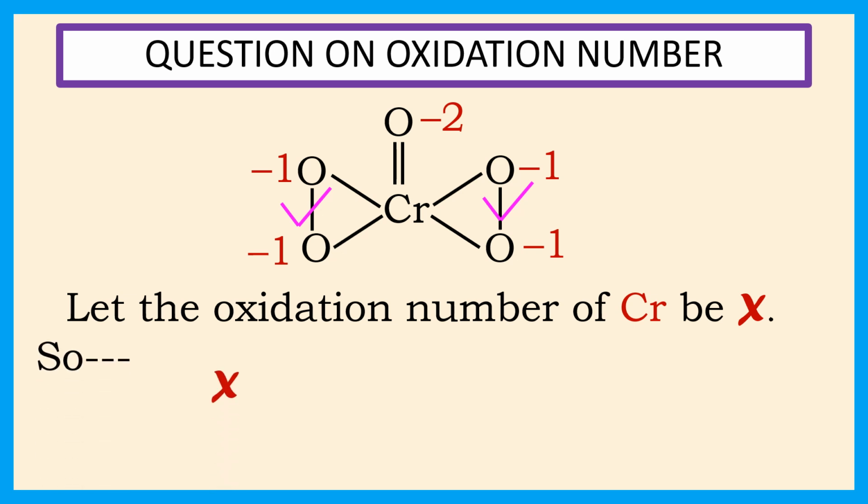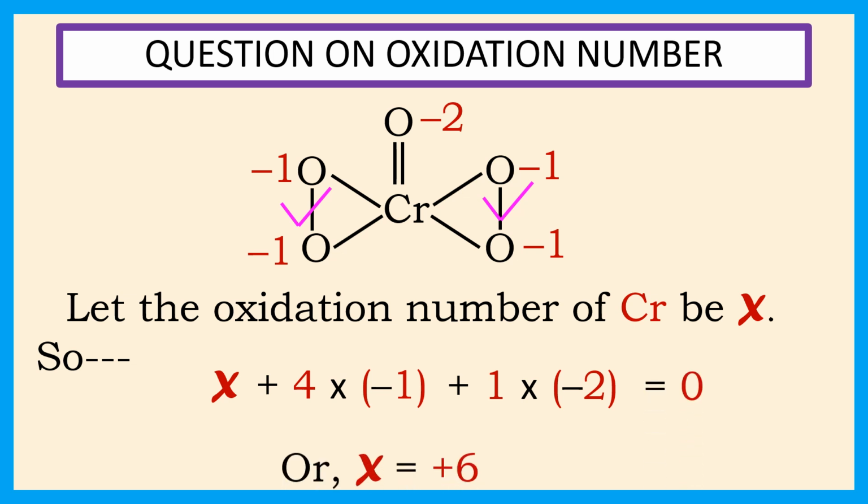So X for 1 chromium atom plus 4 into -1 for 4 peroxo bonded oxygen atoms plus 1 into -2 for the double bonded oxygen atom is equal to 0, or X is equal to plus 6. Therefore, the oxidation number of chromium in CrO5 is plus 6.